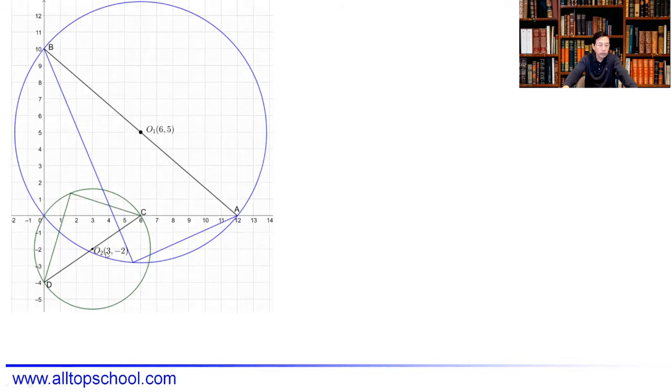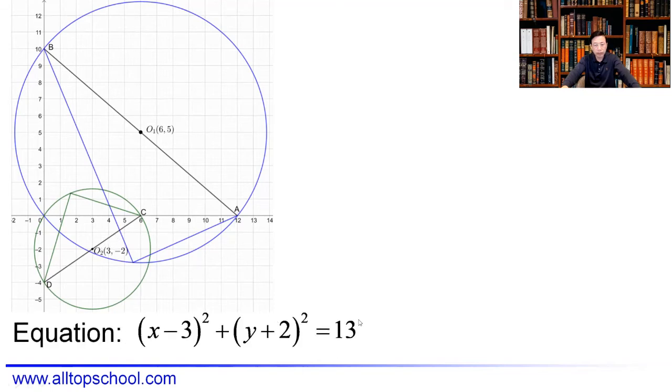You can see C is 6, 0 and D is 0, -4. So the two lines are perpendicular to each other, and the center will be on the hypotenuse CD. Then you get the midpoint: -4 divided by 2 is -2, 6 divided by 2 is 3. So the center is at 3, -2. And then you can find the distance from here. The radius will be square root of 13. So you can find this equation. Very similar to the previous one.